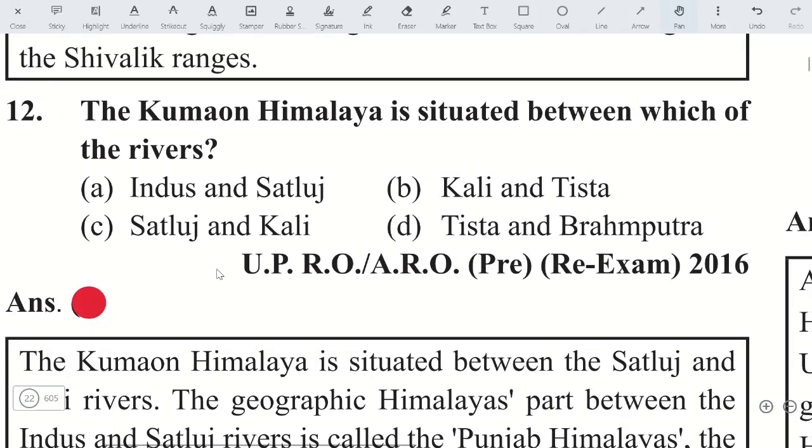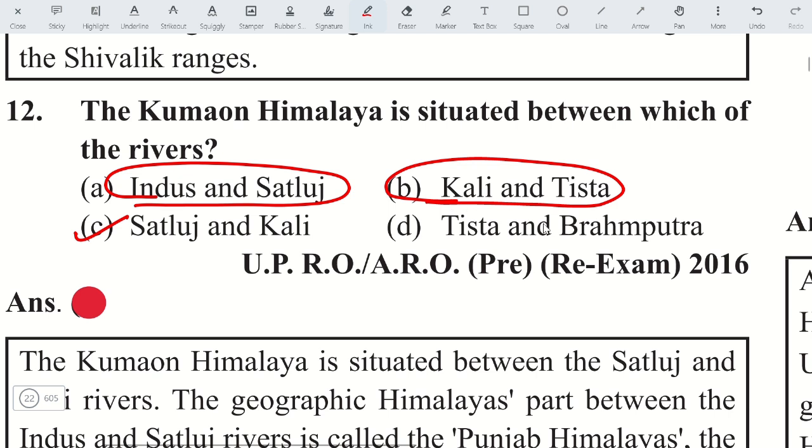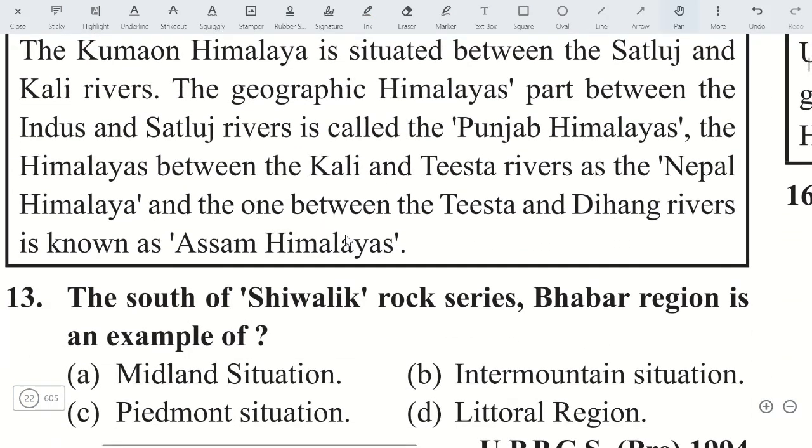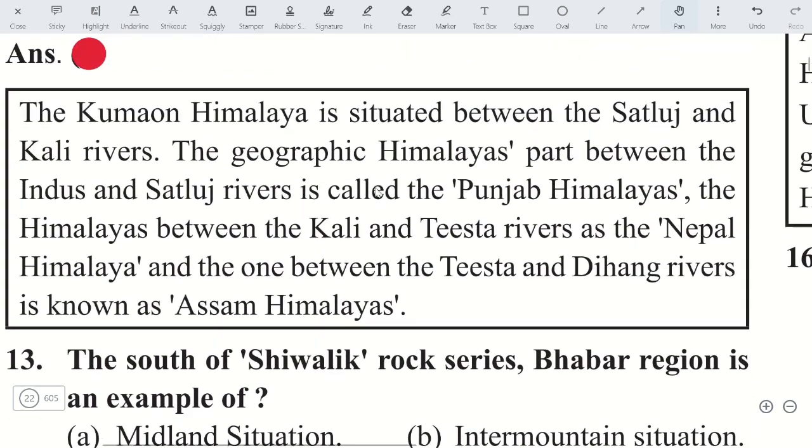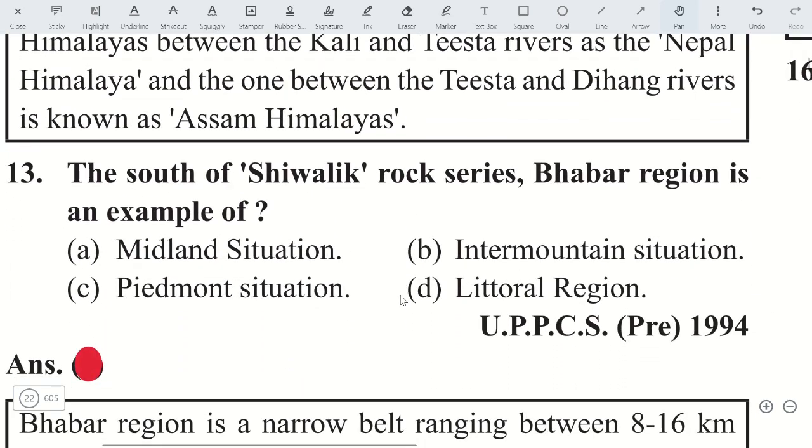The Kumaon Himalaya is situated between which of the rivers? Kumaon Himalaya is situated between Satluj and Kali. Between Indus and Satluj, it is the Kashmir and Punjab Himalaya. Between Kali and Tista, it is the Nepal Himalaya. And between Tista and Brahmaputra, it is the Assam Himalaya. Okay, here is the explanation. You can see this. Let's move on to the next question.